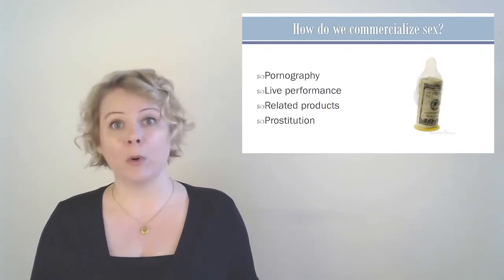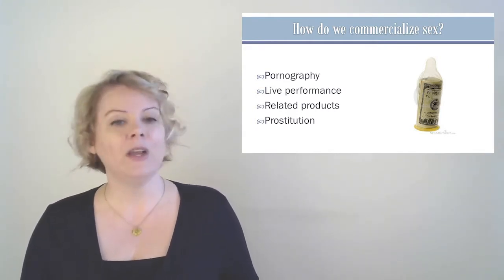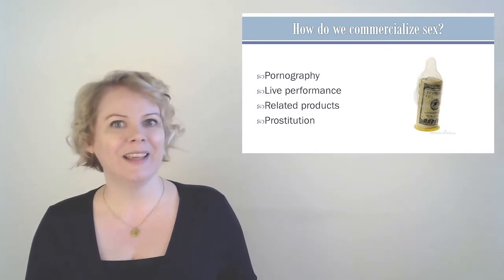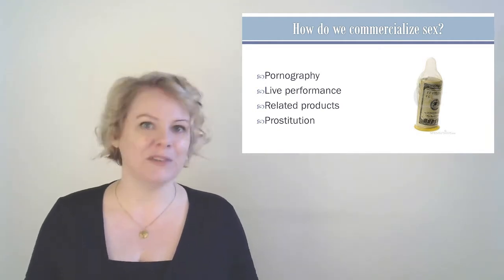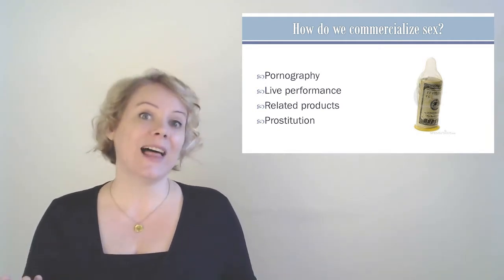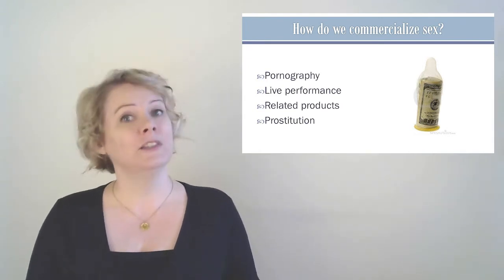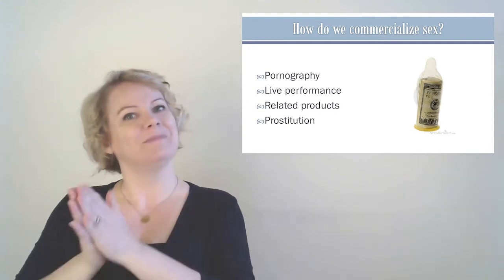First, we're going to talk about pornography, the visual aspect of sex. Then, we're going to talk about live performance, things like burlesque and strip clubs. Then, we will talk about the products you can get to make your sex life better, even though it's probably fine. And last, we're going to talk about prostitution, the world's oldest profession and the literal selling of sex. So, we have a lot to cover today, so let's get started.